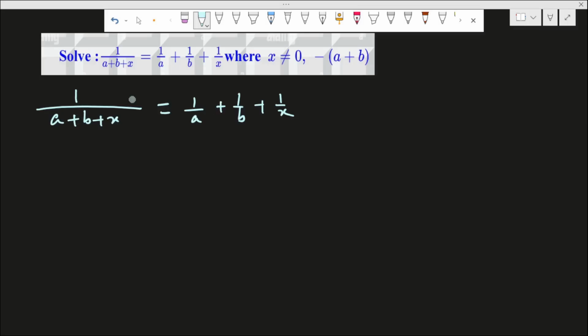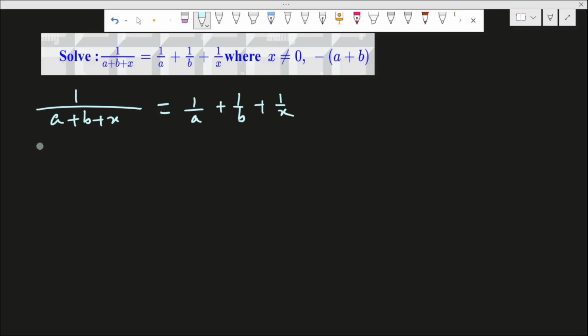If we do 1 by (a plus b plus x) minus 1 by x, that means transposing 1 by x to the left, then the left hand side will have two fractions and the right hand side will have two fractions. The right hand side after adding gives (a plus b) by ab, and the left hand side is (a plus b plus x) minus 1 by x. After simplification, x must be cancelled out, so it may be easy. We are trying to do it that way.